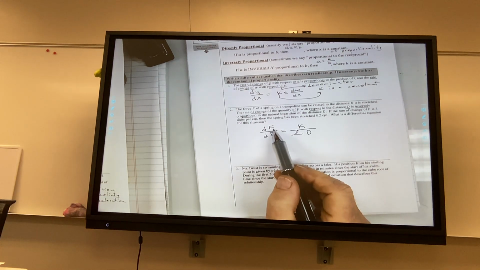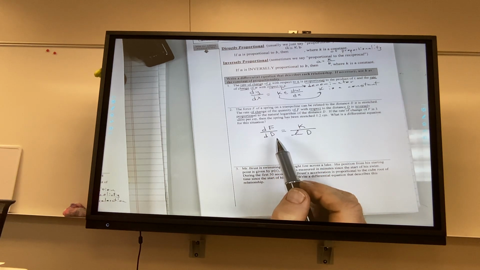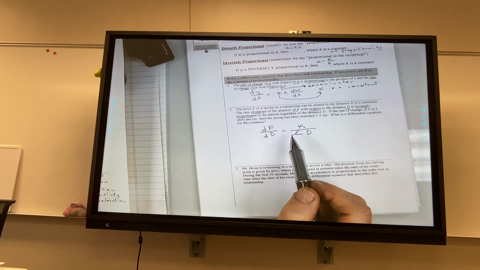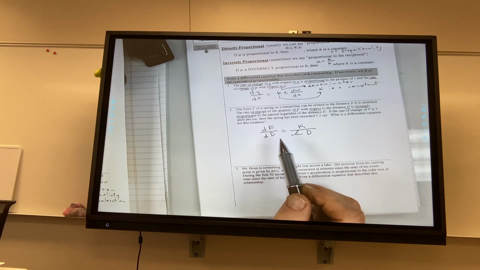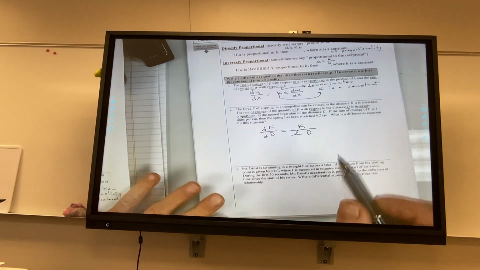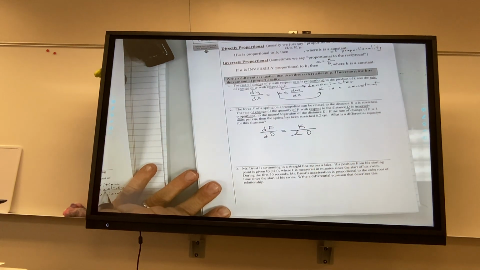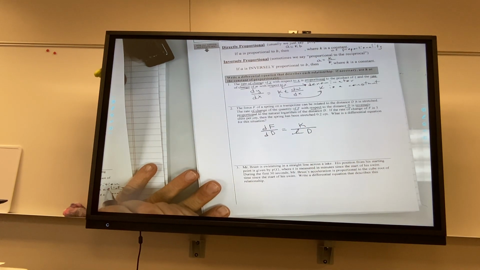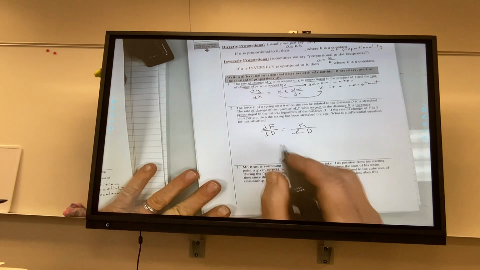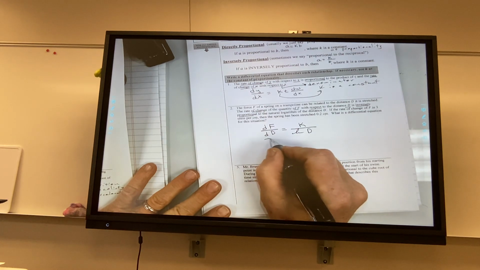Is F a variable? Yeah. Is D a variable? Is K a variable? No, we have to know what that constant is. Okay, does that make sense? All right, so, Leisha, dF over dD, am I given a rate? Yes. What is that rate? 3 units per centimeter. So I got 3 right here.